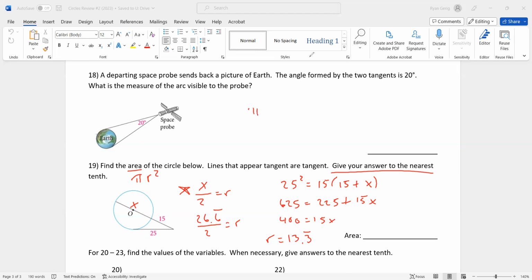I'm up here in number 18 right now. 13.3 squared, repeating. In my calculator, I'm just leaving it as 13.333333333. I hit squared, and then I take that and multiply it by pi. When I do that, I get 558.5.